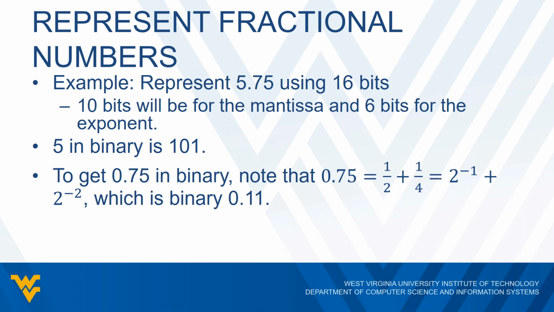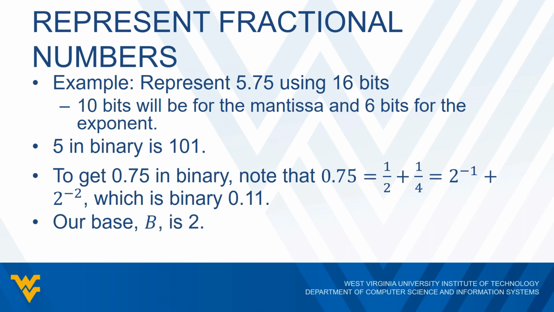Think of this as very similar to how we handle decimal notation. The tenths place is basically 10 to the negative 1. The hundredths place is 10 to the negative 2. The thousandths place is 10 to the negative 3. So we do the same thing for base 2. The 0.1 is going to represent 2 to the negative 1. The next place would be 2 to the negative 2. So that's all we're really doing here.